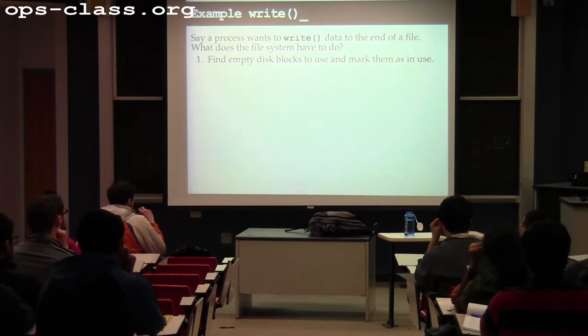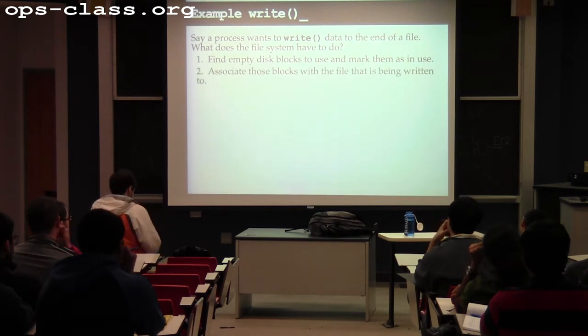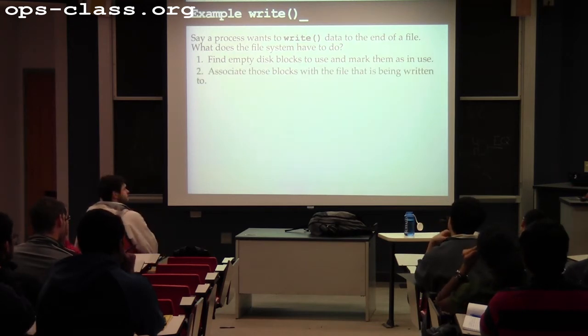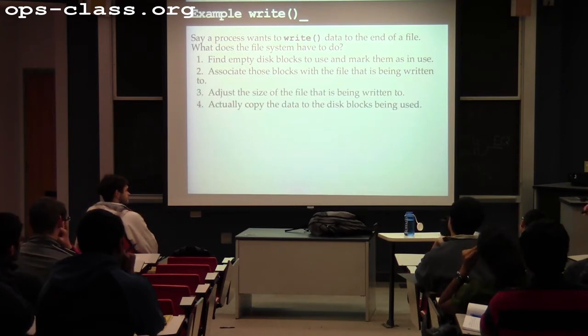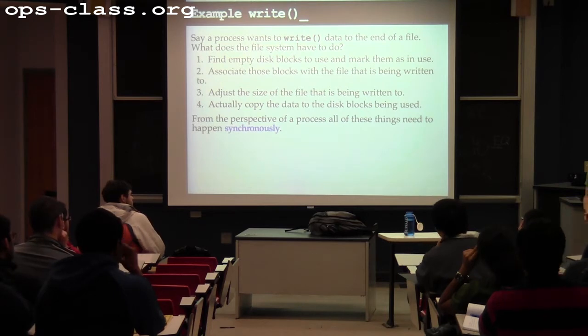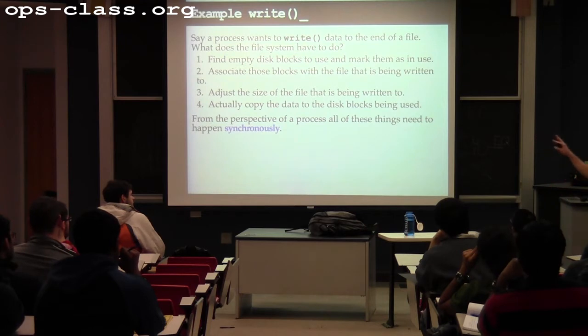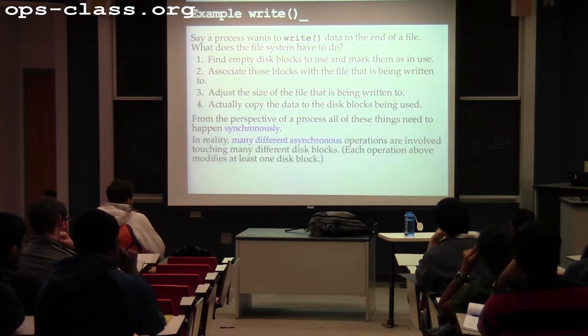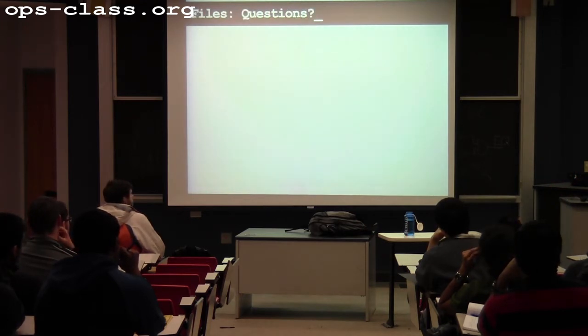Yeah, I need to update something about the file so that those data blocks are now associated with the file, right? So I need to associate the blocks with the file that's being written to, adjust the size, and actually copy the data. And all of this pretty much has to be done synchronously, right? And we talked about what can happen in certain cases if I get halfway done with this process and then the power goes off, right? And there's a variety of different types of corruption that can happen here, right? All right, so any questions about this before we keep going?